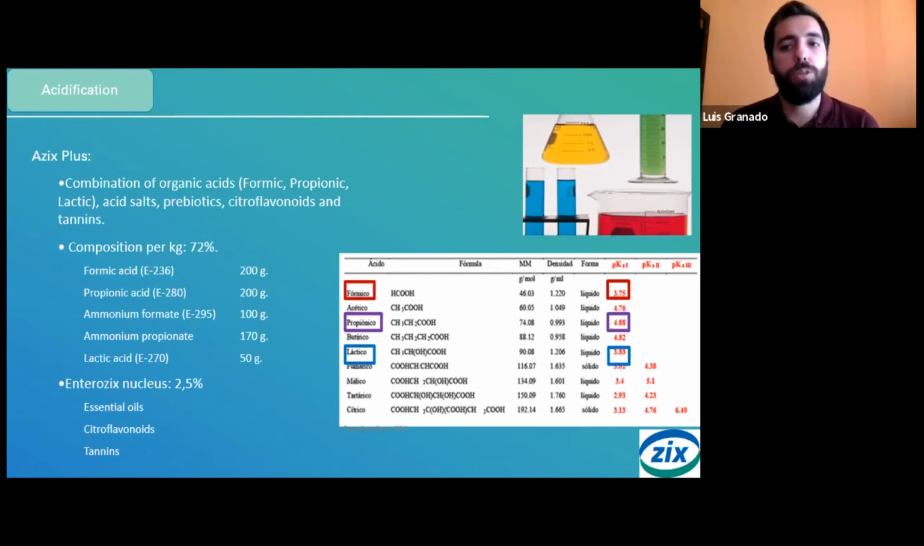Due to these different pKs, we will have a slow and extended release of hydrogen protons through their way into the digestive system, right? Because every single acid or salt will act differently. And this is what I said before, we will have a long and slow release of the hydrogen protons. The product also contains the enterocyclic nucleus, which comes in at 2.5%. And it is based on essential oils, citroflavonoids, and tannins, okay? They have different effects, all related to the intestinal health, like astringent, antioxidants, and natural biocide.